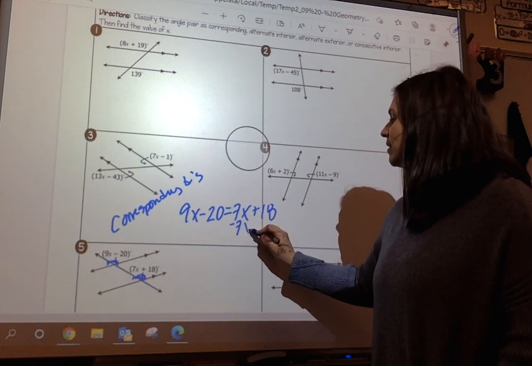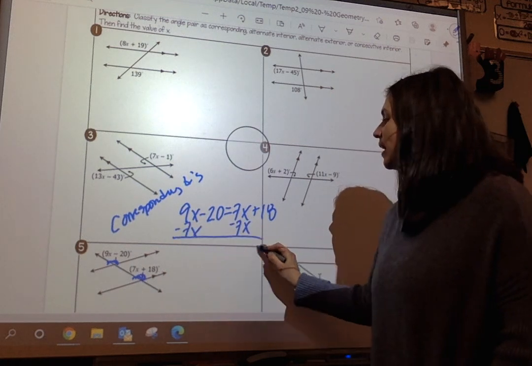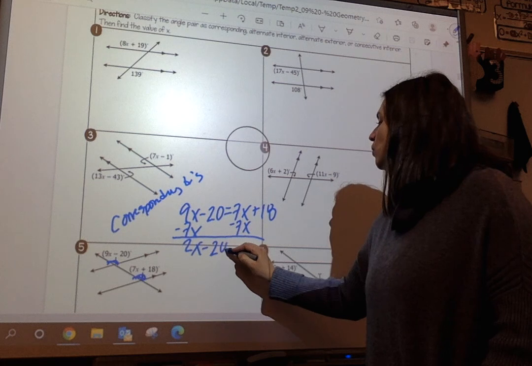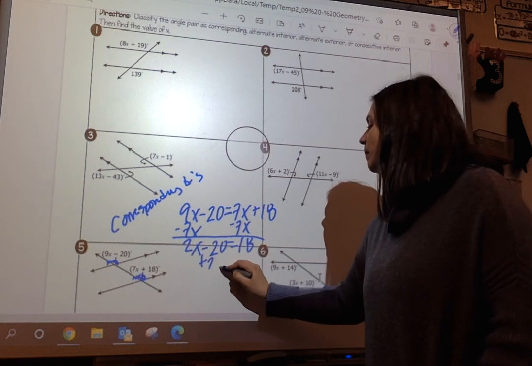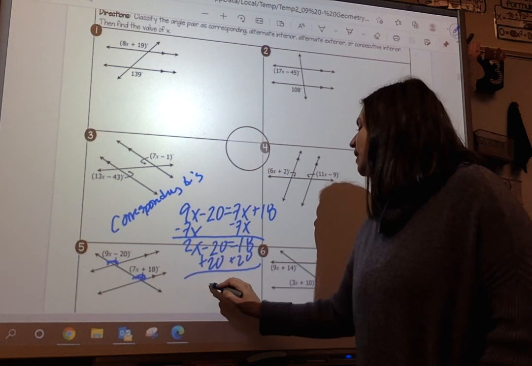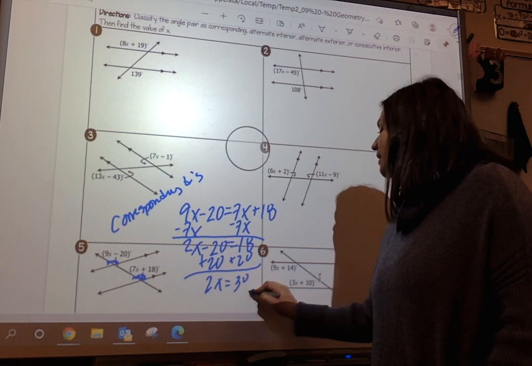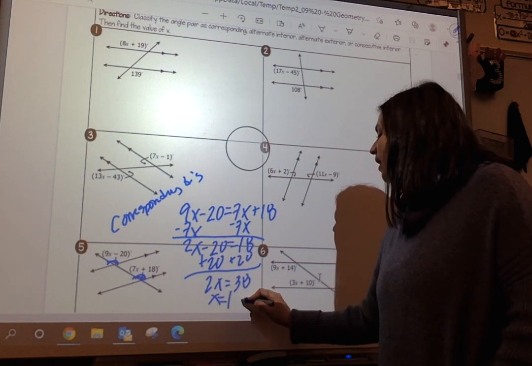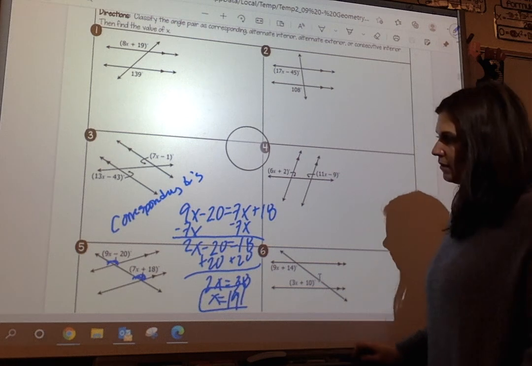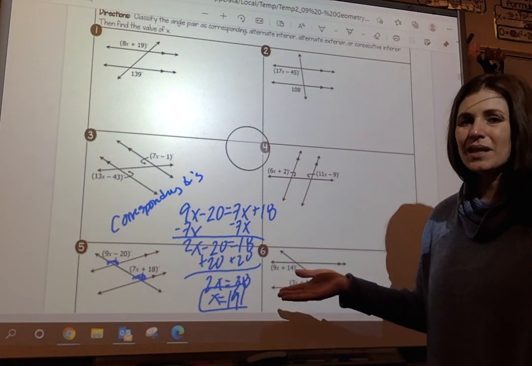And then I subtract 7x, of course, on both sides to get 2x minus 20 equals 18. Add 20 to both sides, and I get 2x equals 38. When I divide by 2, I get x is equal to 19. Right? So that's how we put it together with algebra.